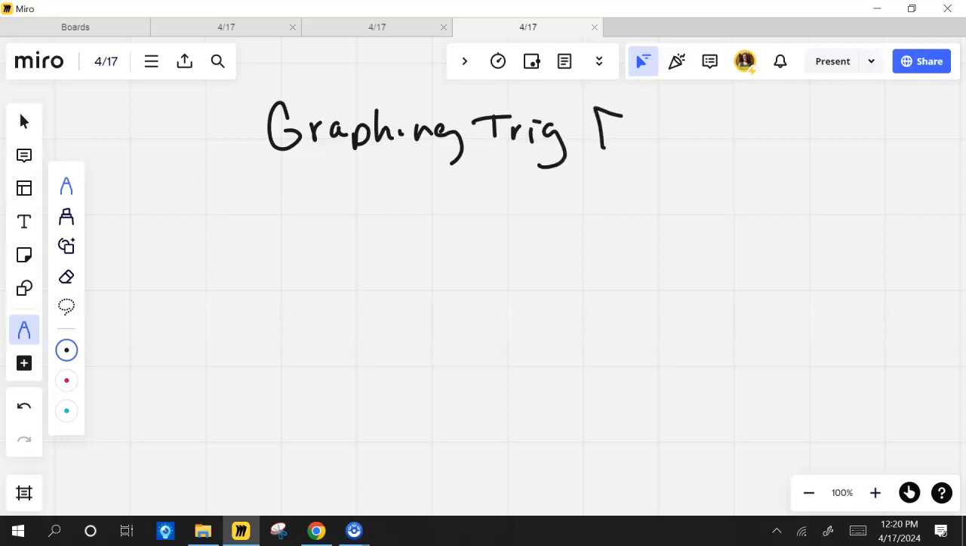No. We're not graphing these. Oh, yeah, I thought you were going to say graphing triangle, and I was actually graphing, so confused.